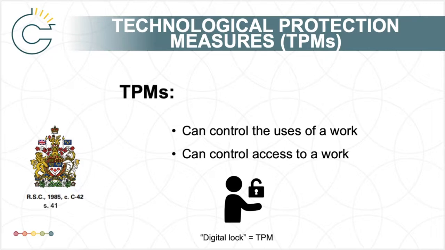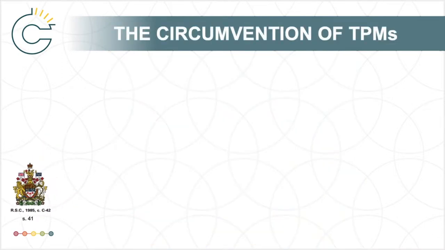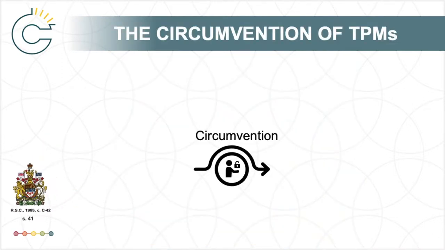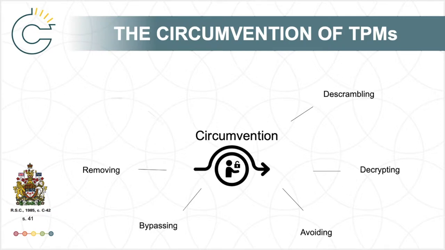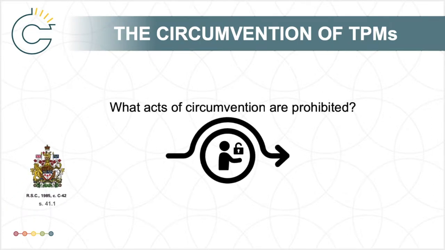Now that we've decided what a digital lock is in the Copyright Act, we need to understand what happens when someone breaks one, or tries to get around it. Most of Section 41 creates rules around the circumvention of TPMs, which the Act defines as descrambling or decrypting a work, or doing things that avoid, bypass, remove, deactivate, or impair the TPM without the authorization of the rights holder.